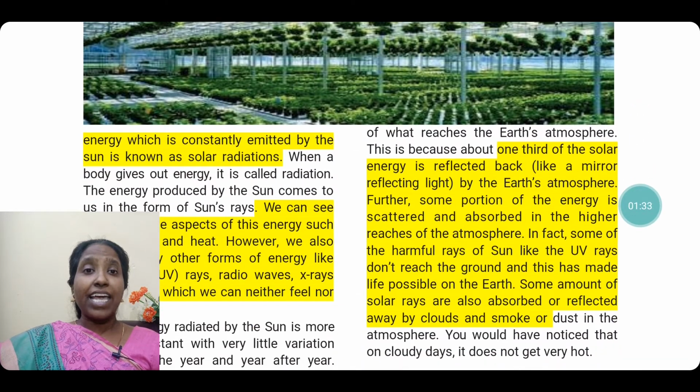Okay, so the energy which is constantly emitted by the sun is known as solar radiation. That is, the energy coming from the sun is always constant, but the temperature on the earth differs according to certain factors. Those factors we are going to see in this lesson.